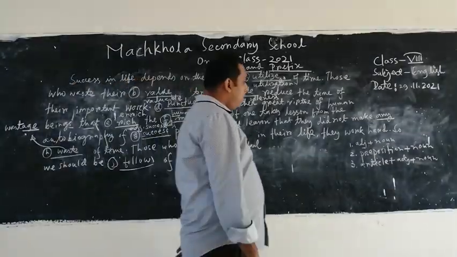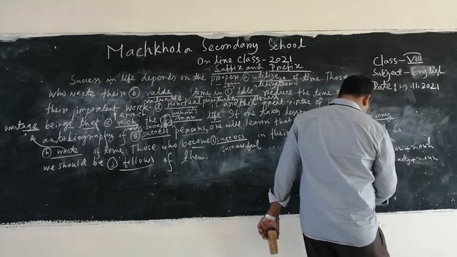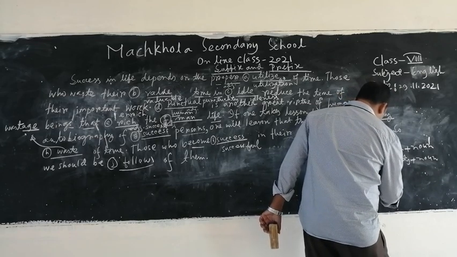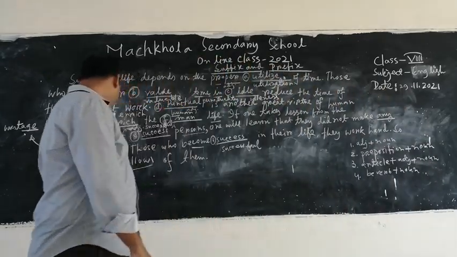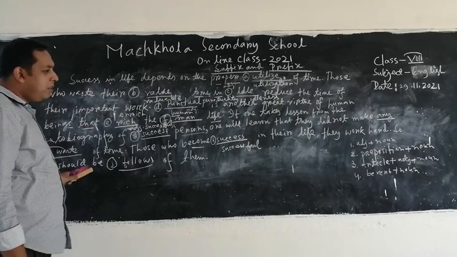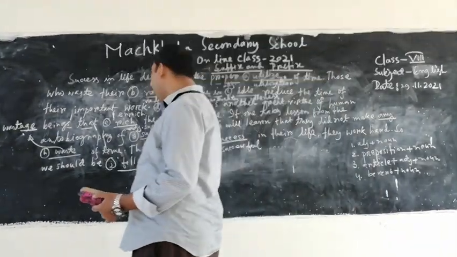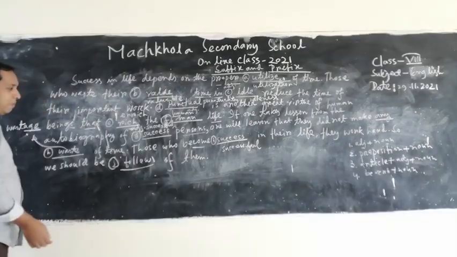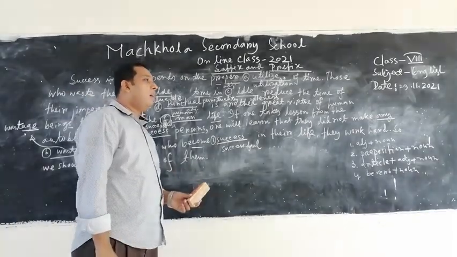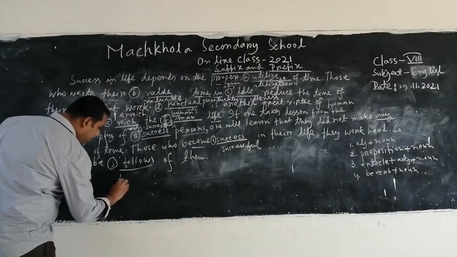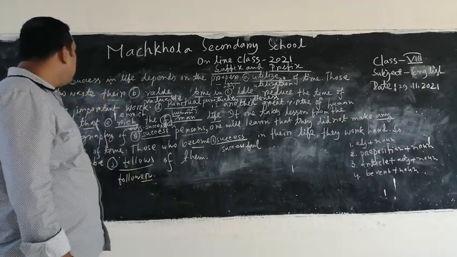So sometimes, number four, be verb plus noun. Okay, so here is a be verb. Sometimes we use an adjective also, but here we need a noun to make it meaningful. So what is the noun form of follow? Follow is a verb. What is the noun form? Follower. Okay, very good.